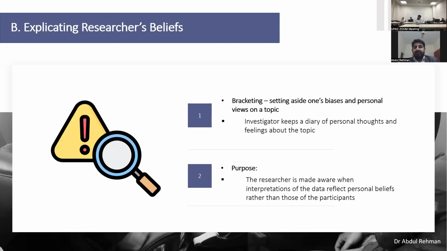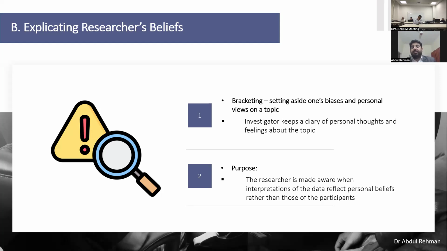Explicating researchers' belief. It means that if you are a researcher, before going into the field, you will keep aside your personal feelings. When I was doing my research, I was also serving as a director, so I also had some feelings about my research. My research was basically about affordable housing challenges in a metropolitan. But I kept my feelings aside and put them in a diary.